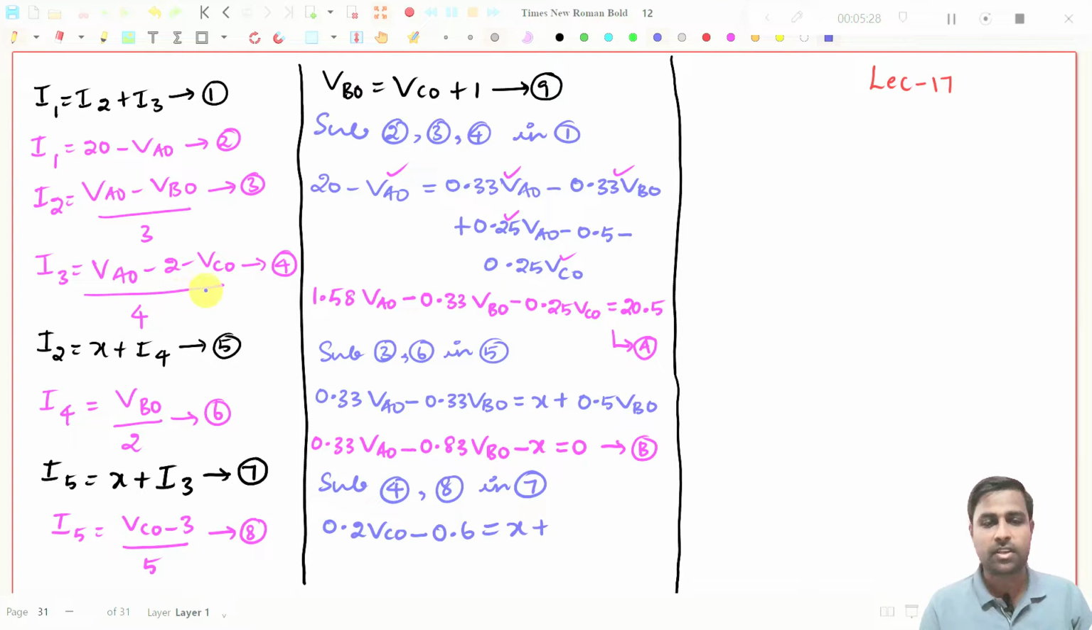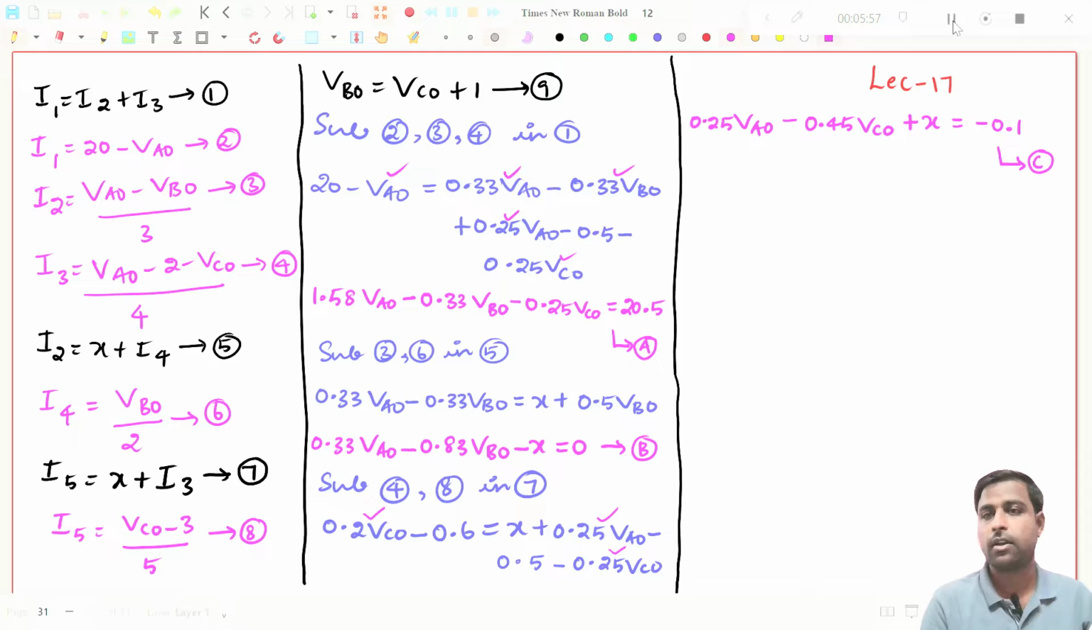I3 we have the expression here. So I3 will be 0.25 VAO minus, since 2 by 4 gives you 0.5, minus 0.25 VCO. So we try to simplify this expression now, and we are getting 0.25 VAO minus 0.45 VCO plus X is equal to minus 0.1. So I am taking this expression as C.